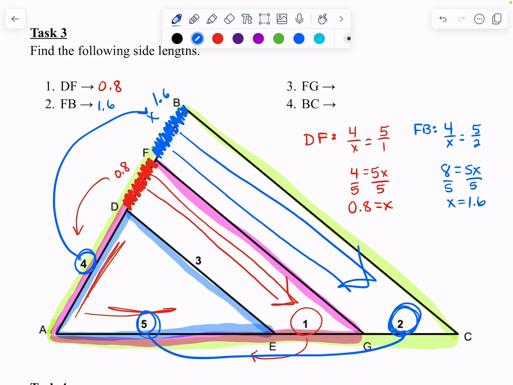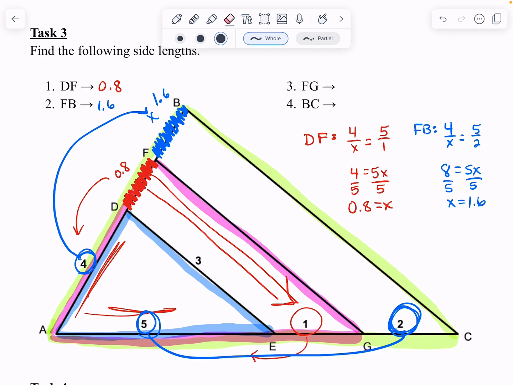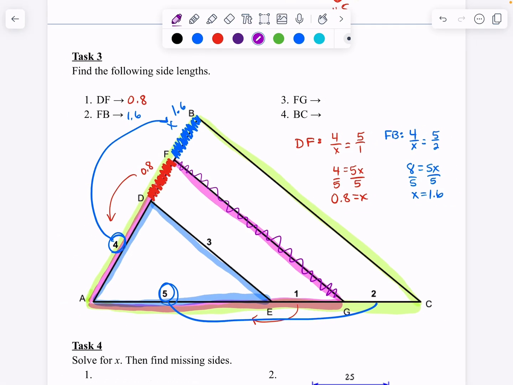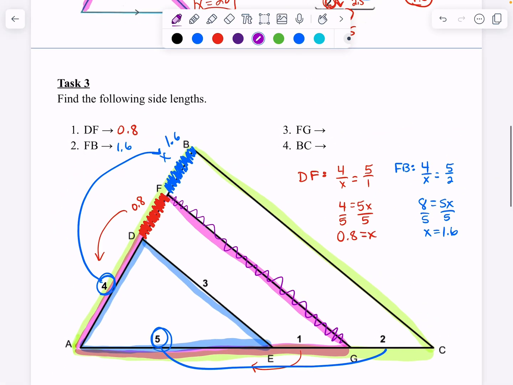So now it gets a little tricky because we've been doing part to part for everything, which is great. But now I'm being asked a question about line FG. And line FG is tricky because when I look at line FG, which is this line right here, it's not a section of the pink triangle, it's an entire side of the pink triangle. And so to do that, I really think you need to look at the blue and pink triangles.